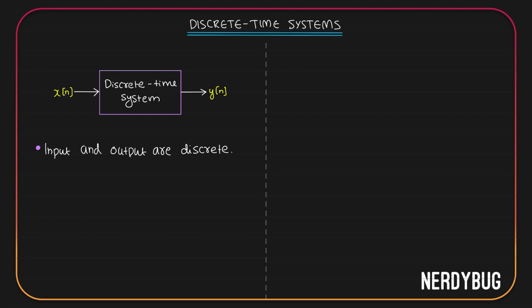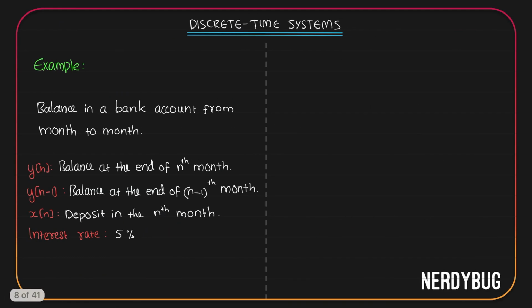Let's go to discrete time systems now. In discrete time systems, the input and output are going to be discrete. It will take in a discrete input x of n and transform it into a discrete output y of n. Let's see an example for a discrete time system. So what we're going to calculate is the balance in a bank account from month to month. I'll take y of n as the balance at the end of nth month. So obviously y of n minus 1 will be the balance at the end of n minus 1th month.